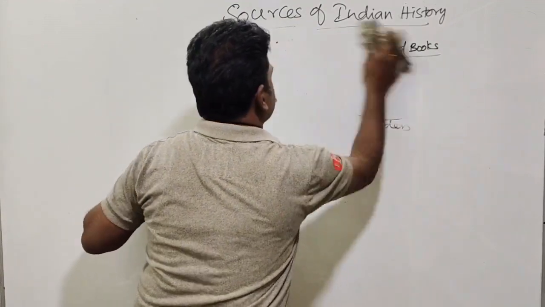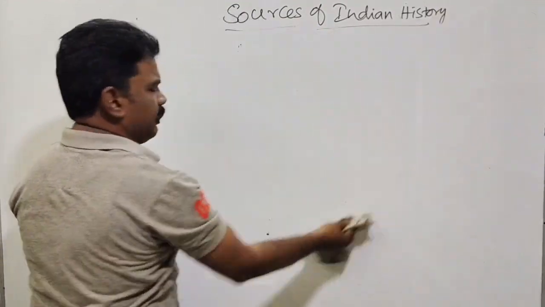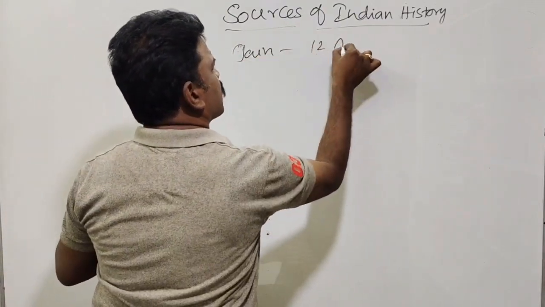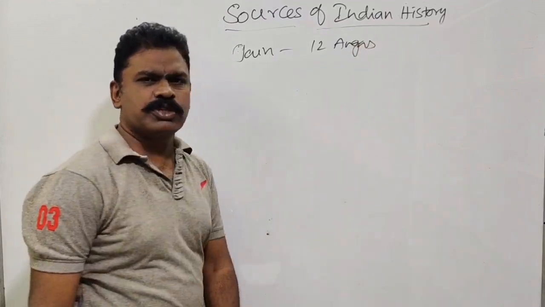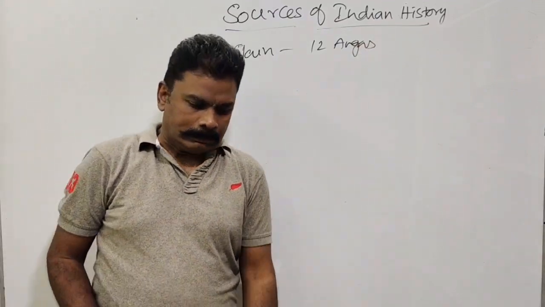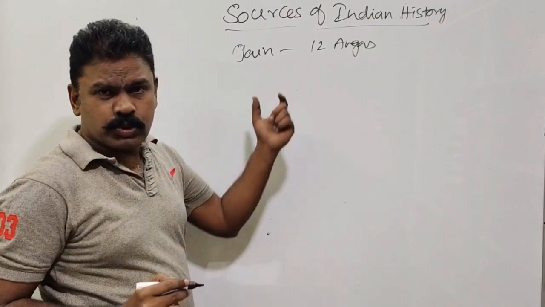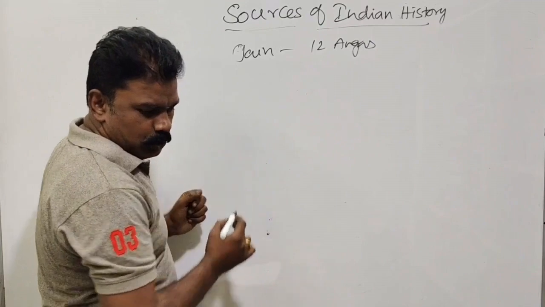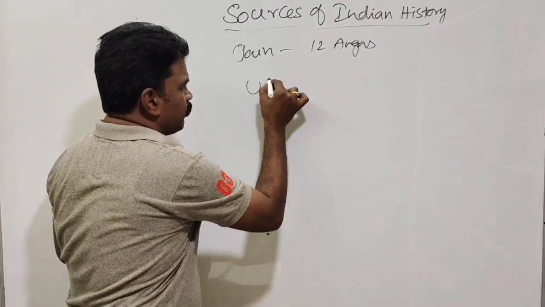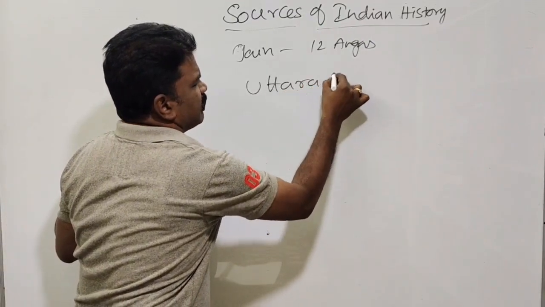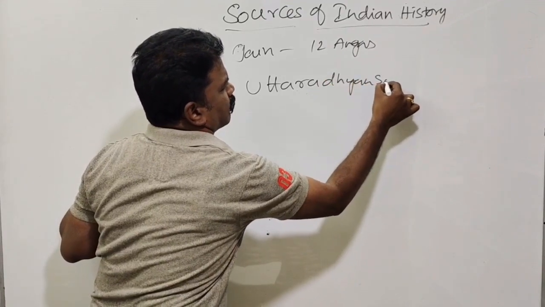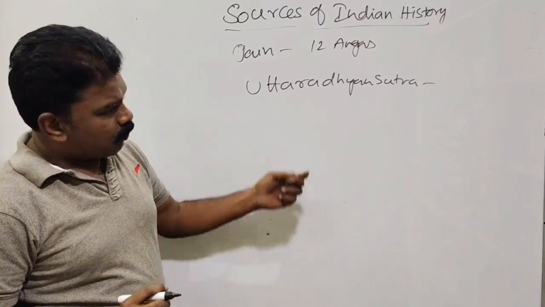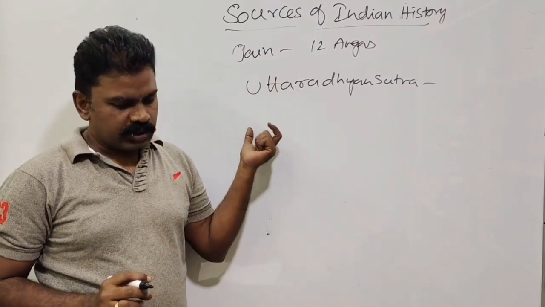After Buddhism, Jain literary sources. Sacred books of Jainism, the Angas. These Angas speak about the Jaina doctrines of Jainism. Next, Uttaradhyayana Sutra. This book was an old part of Jainism.